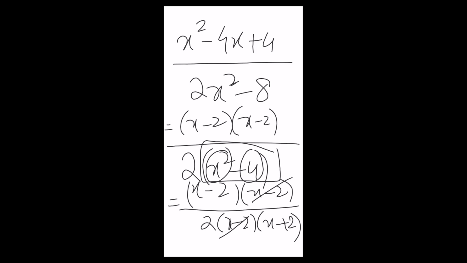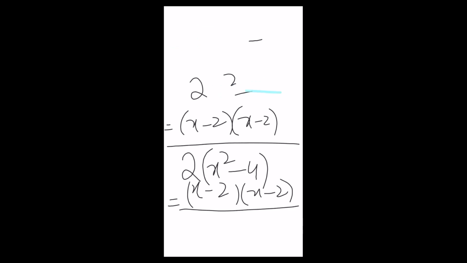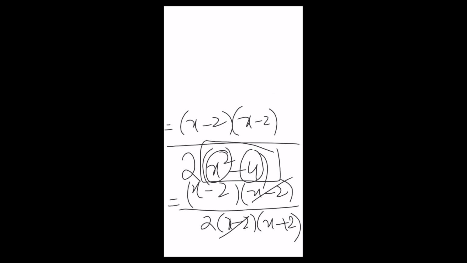Your final answer will be, I'm writing at the top, x minus 2 divided by 2 into x plus 2, that's 2x plus 4. That's your answer. Fine? Did you get it now? Yeah, okay, that's fine.